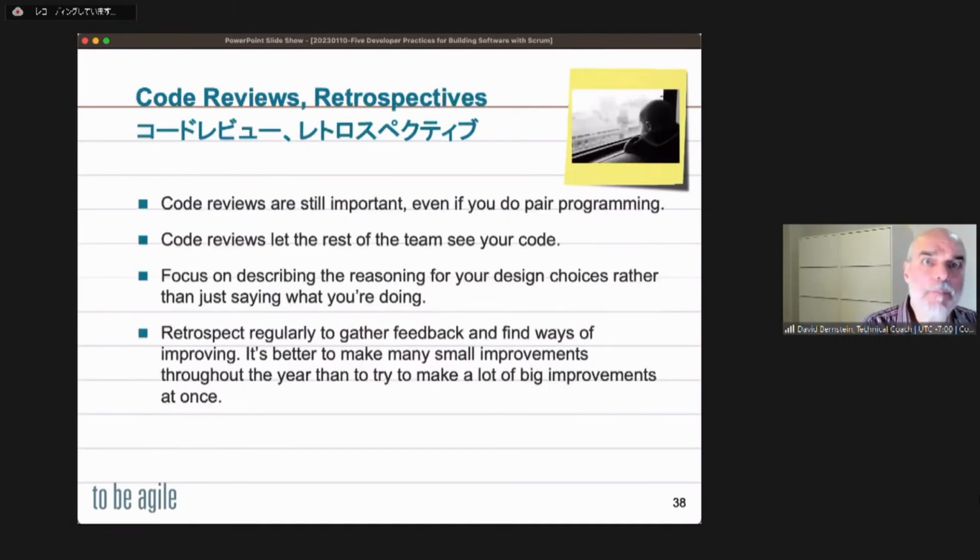When we pair and when we mob, we still do retrospectives and code reviews. But the nature of the code review changes. Instead of arguing about formatting, people tend to go deeper and get into conversations about the philosophy, why they chose one design over another design. And I think this is valuable.